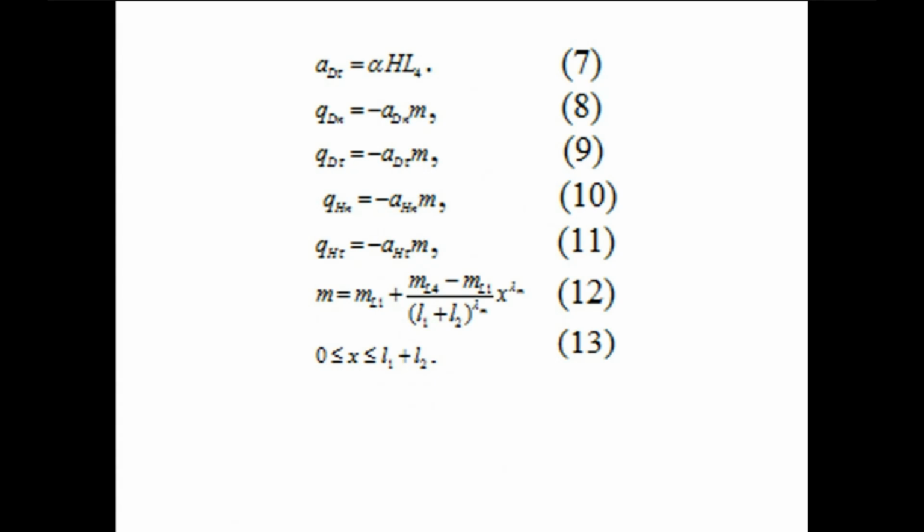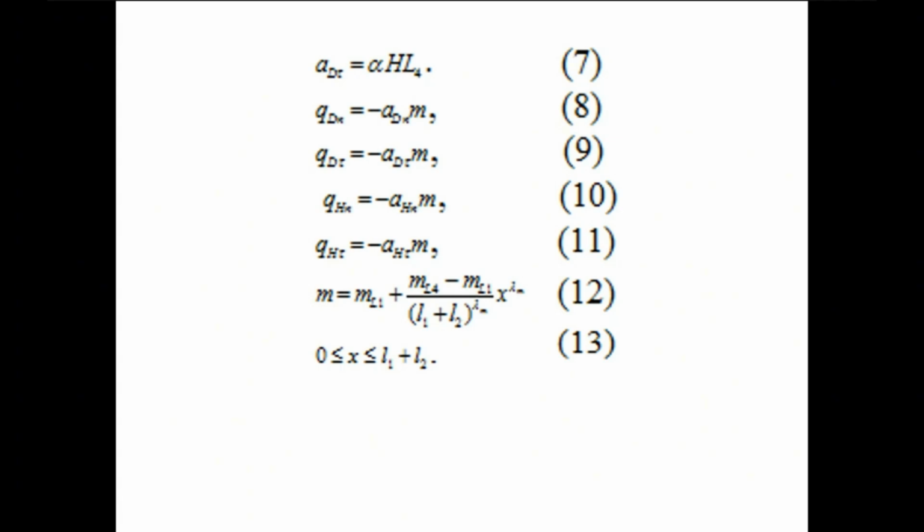Equation number 12 is used for describing the change of m along the length. In these equations, mL1 and mL4 are the mass per unit length in points L1 and L4 of the structure. X is the longitudinal axis. Lambda m is a parameter.